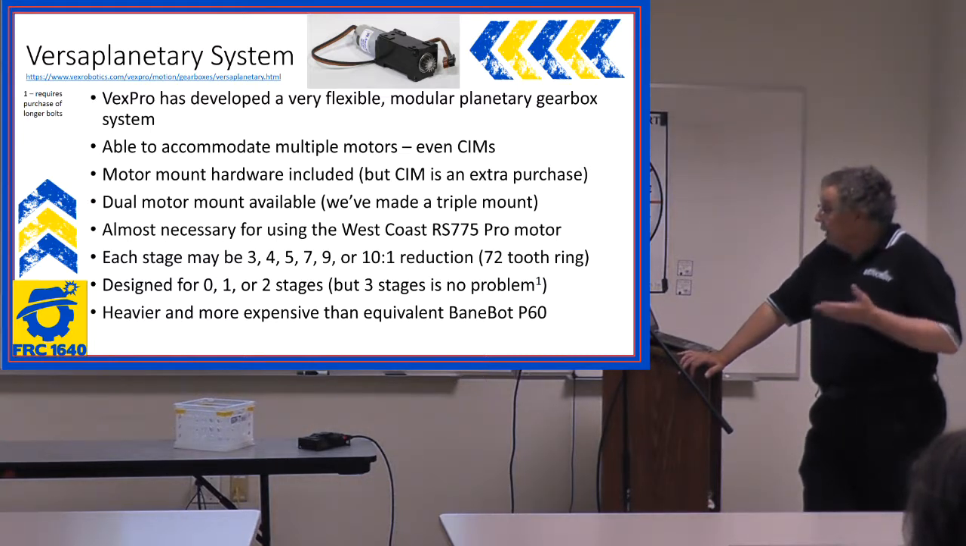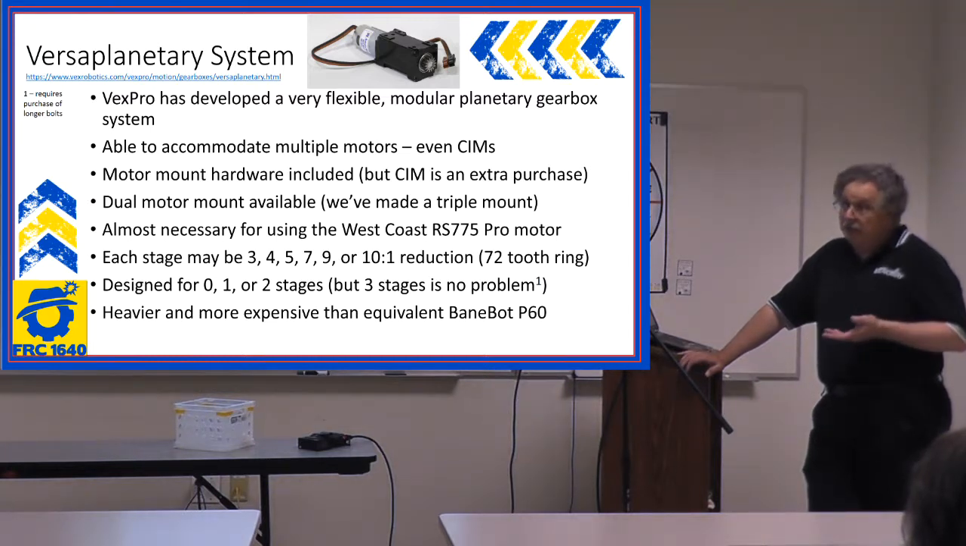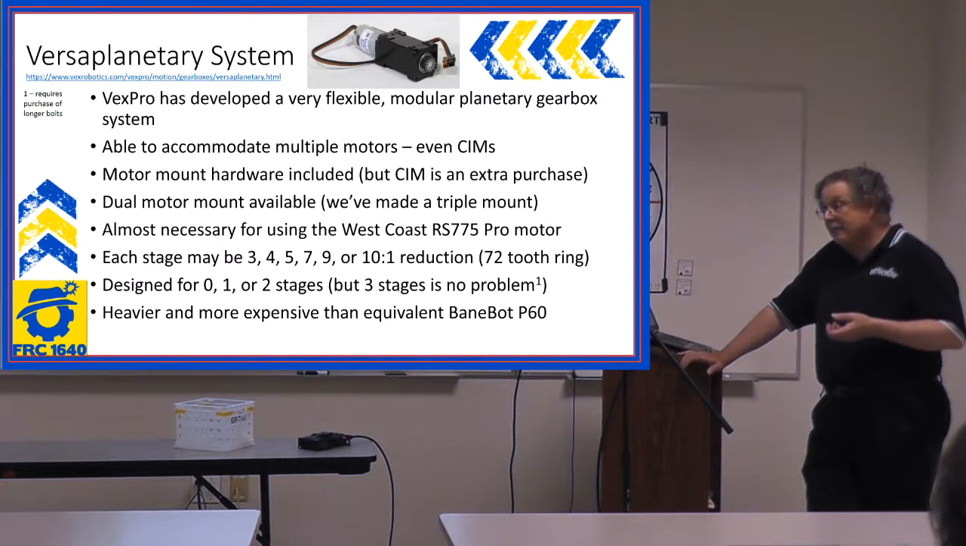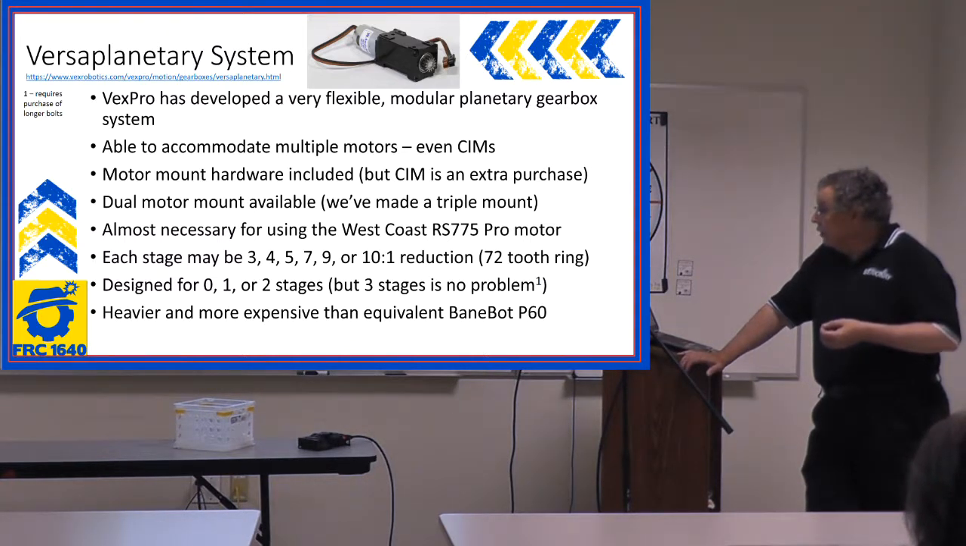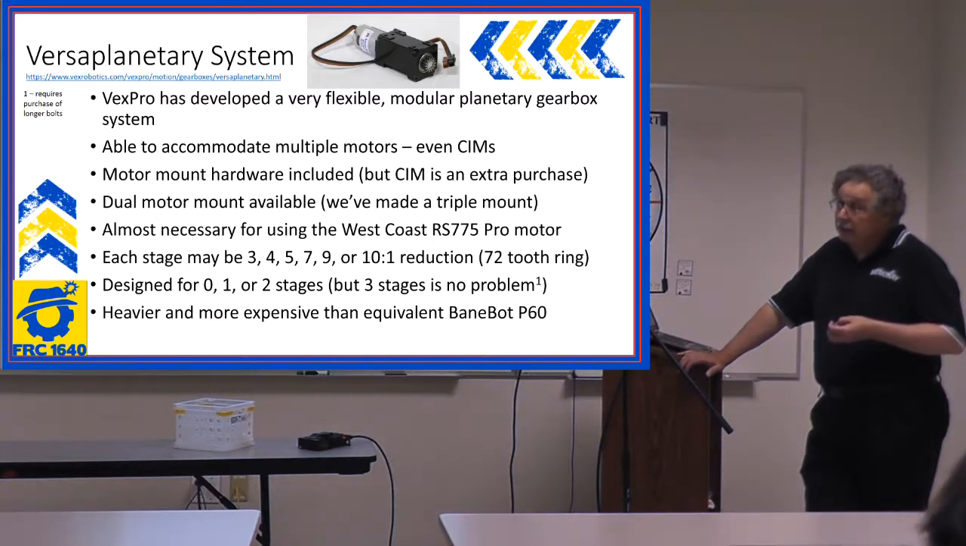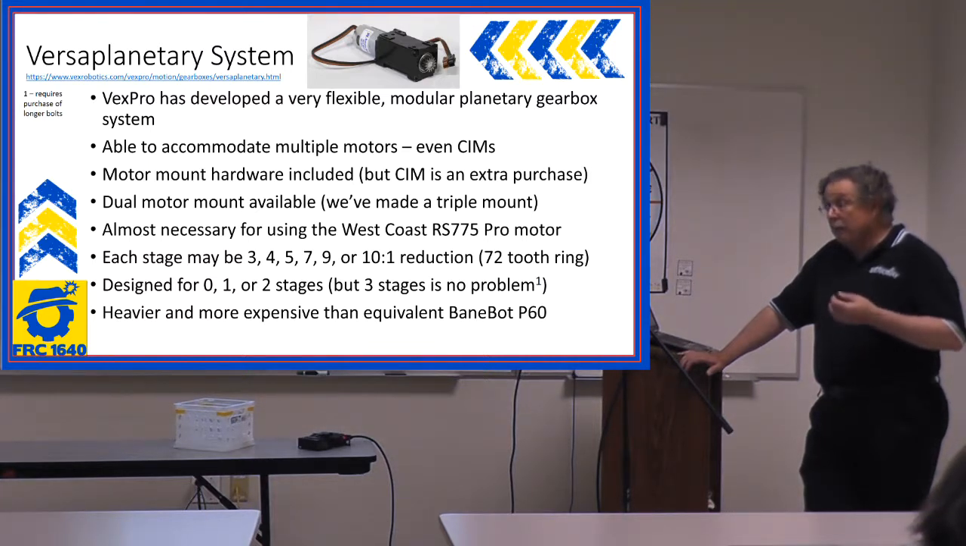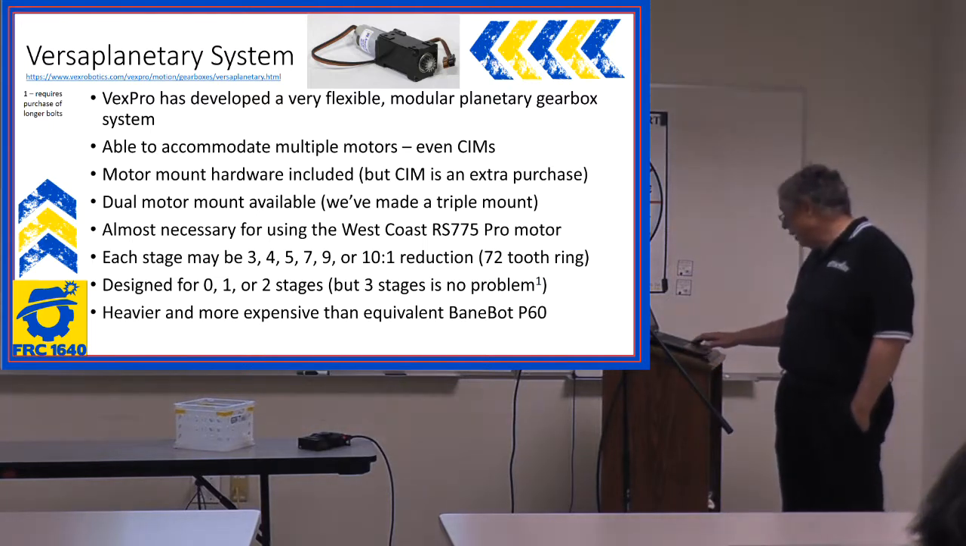You have a choice. At each stage, you can have a 3, 4, 5, 7, 9, or 10 to 1 reduction. And it's designed so that it can be used for 0, 1, or 2 stages, but we've made 3-stage versions, and all you need to do for the 3-stage is buy another stage and buy longer bolts to hold it all together. It's heavier and more expensive than the Bainbot Planetary gearboxes we use, but it's also a bit more robust and flexible.